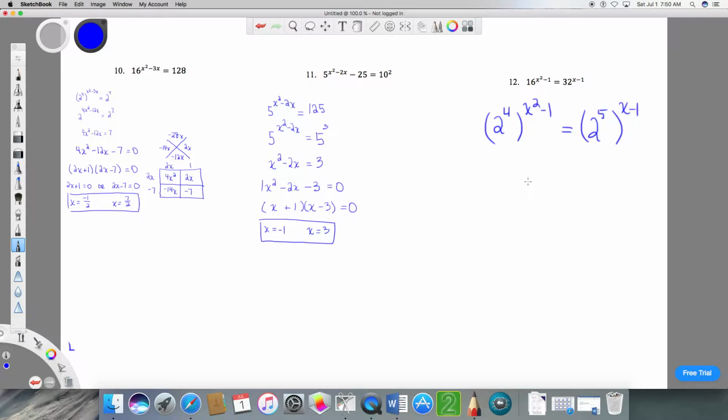So now, using my properties of exponents, if I have a power raised to a power, I multiply the exponents. So I've got 4x squared minus 4. And on the right-hand side, 5x minus 5. Since these numbers are the same and the bases are the same, the exponents must be the same because it's a one-to-one function.